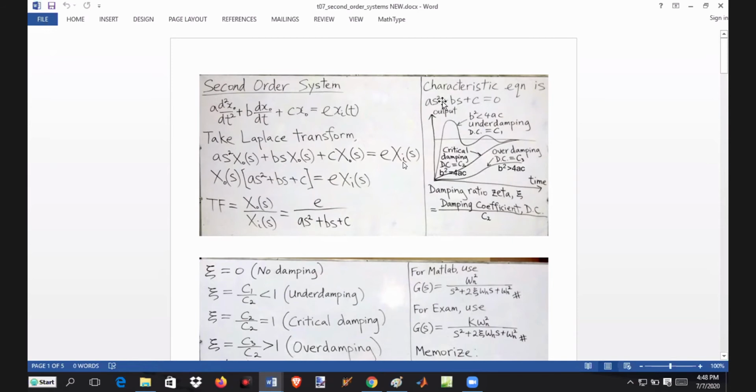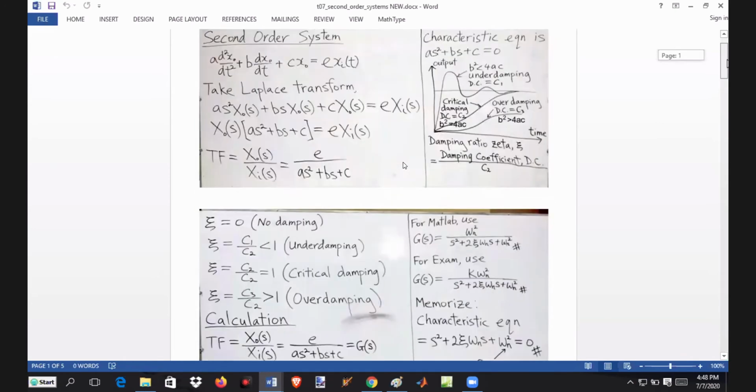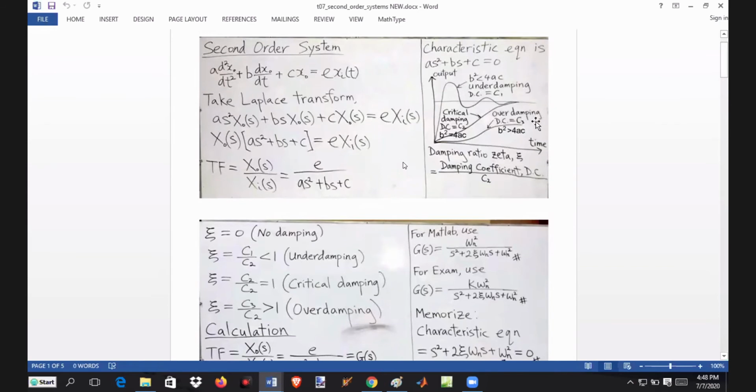Now characteristic equation, A S squared plus B S plus C equals 0. When B squared less than 4AC, you will have under damping here. DC is damping coefficient. Damping coefficient equal to C1. Now, what is C1? C1 is for this particular curve. Then come to the critical damping. Critical damping, you got damping coefficient C2. C2 is a damping coefficient.